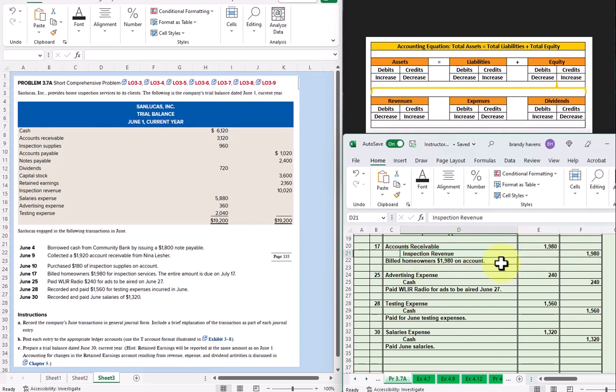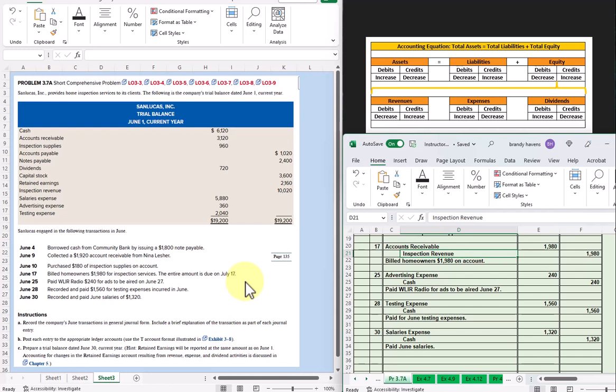So debit accounts receivable, credit inspection revenue, $1,980. All right. On June 25th, we paid $240 for ads to be aired on June 17th. In this case, we have an advertising expense, okay? And I'm going to give you a tip here.